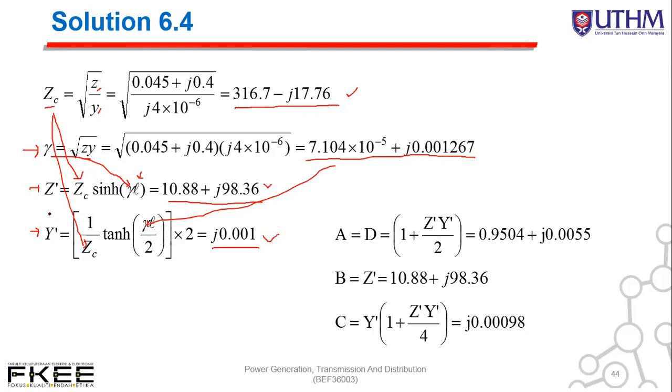So we have this value of Z prime and Y prime, so we can calculate the A and D constants. Just use the values of Z prime and Y prime. So we got 0.9504 plus j0.0055 for the A and D constants. The B constant is the same as Z prime, while C equals Y prime times (1 plus Z prime Y prime over 4). We got j0.0009. Okay, so that's all for today. Thank you very much.